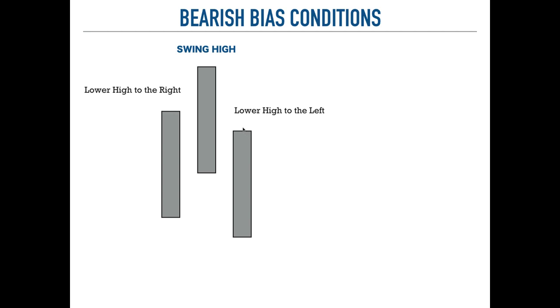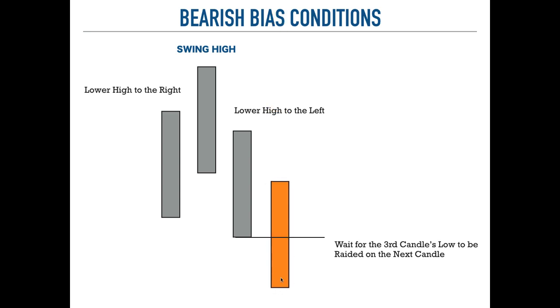Then what we're looking for is the third candle's low, this low right here. We wait for this candle's low to be traded through on the very next candle. So we want to see this low being traded through on the fourth candle that appears here, just like that. Once that happens, we are now in a bearish bias condition. We can look for sells at or above the day open price on the next candle's opening.